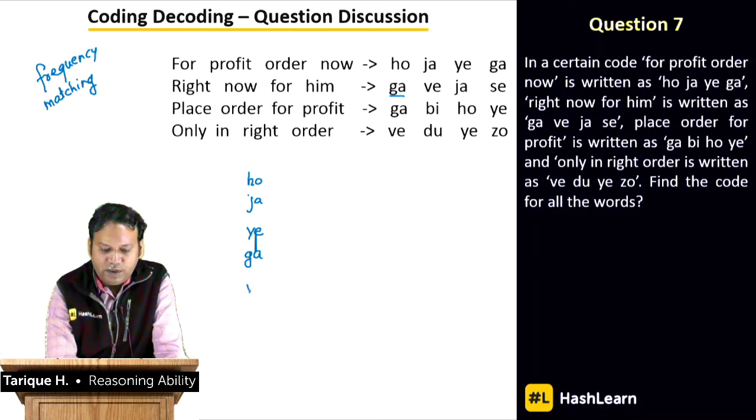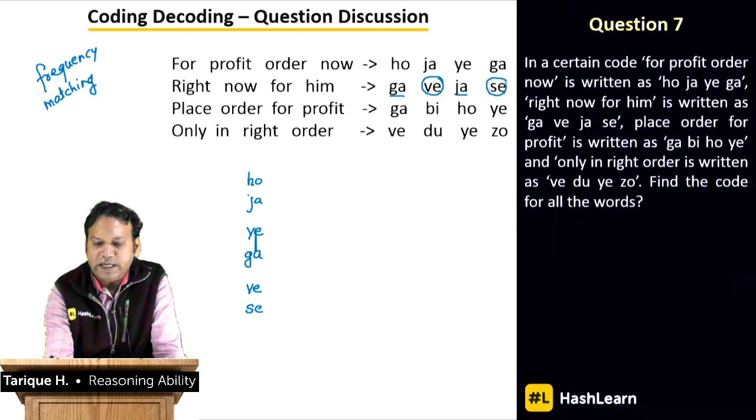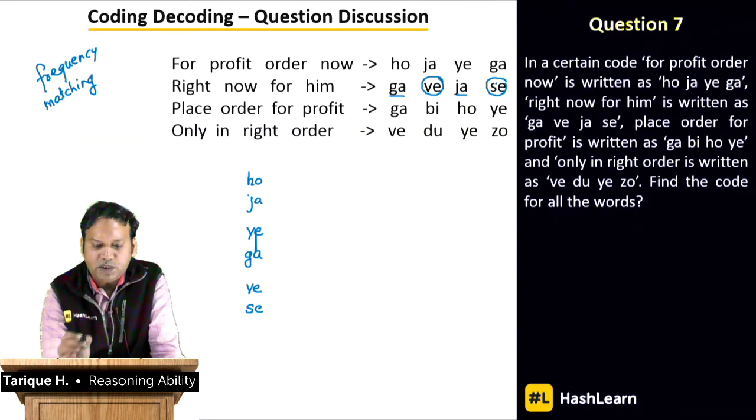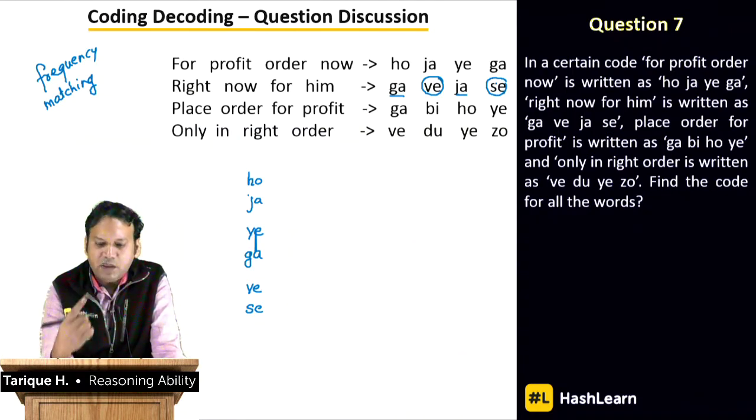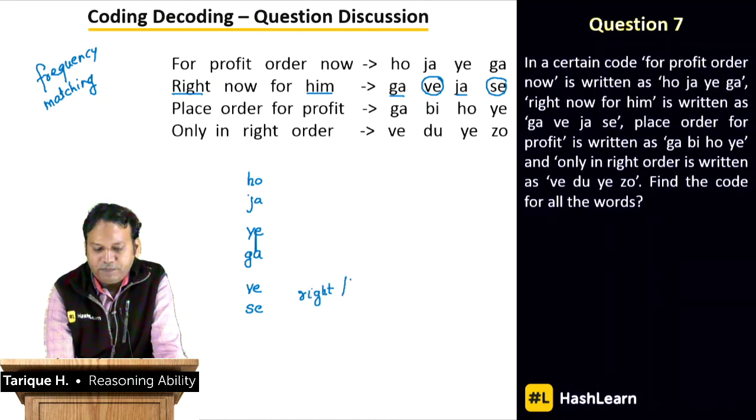VE is a new code here, and JA is also used before, so we are not going to write JA, we are just going to write down SE, the new code we see. And so we know that now 2 new codes were used in the second sentence, so there must be 2 new words also. And which are the 2 new words that we find in the second sentence? One is right and one is him. So we can say that VE or SE must stand for right or him.